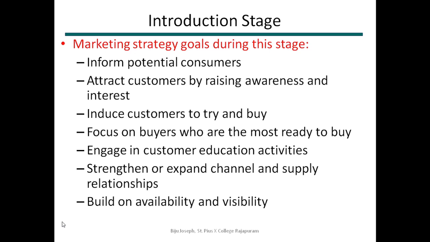Build on availability and visibility. This means the product should be made available in places where consumers or the targeted consumers may come for purchasing products, and the brand or the product should be visible to them. The visibility will naturally lead them to raise questions about the product. They may try the product, and as a result they may buy the product. So there should be sufficient efforts to build availability and visibility of the product.